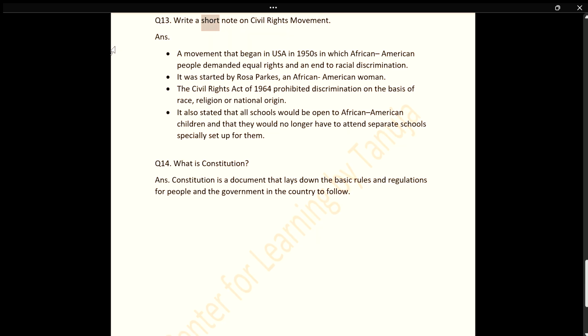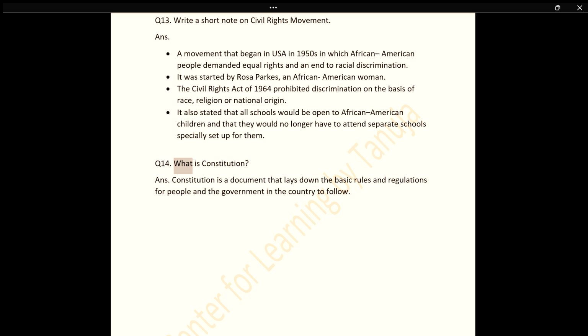Q13. Write a short note on the Civil Rights Movement. Ans. A movement that began in the USA in the 1950s in which African American people demanded equal rights and an end to racial discrimination. It was started by Rosa Parks, an African American woman. The Civil Rights Act of 1964 prohibited discrimination on the basis of race, religion or national origin. It also stated that all schools would be open to African American children and that they would no longer have to attend separate schools specially set up for them.